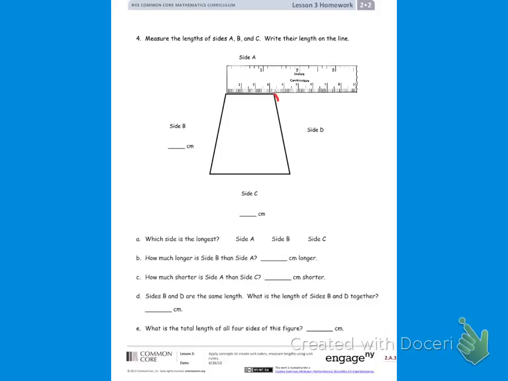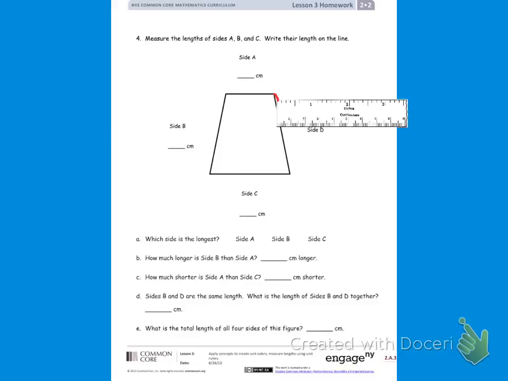on the figure. If the number is in between two whole numbers, go ahead and put the length to the nearest whole number, because there shouldn't be any fractions on this page. Then record your answer on this line right here.